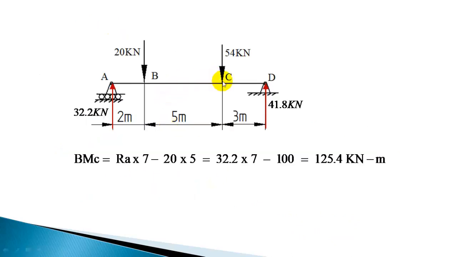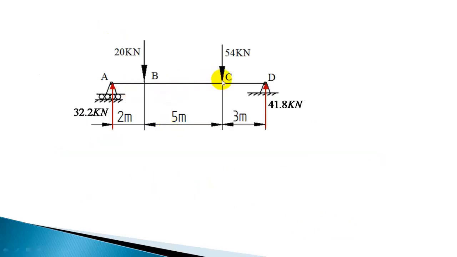Now let us find out the bending moment at C. Bending moment at C you can find out as 32.2 into 7, that will be producing a clockwise rotation with respect to point C.